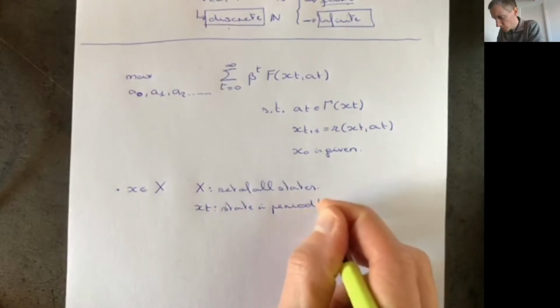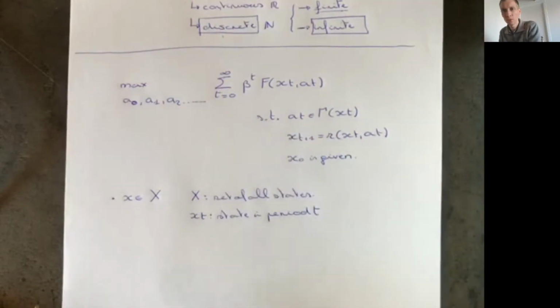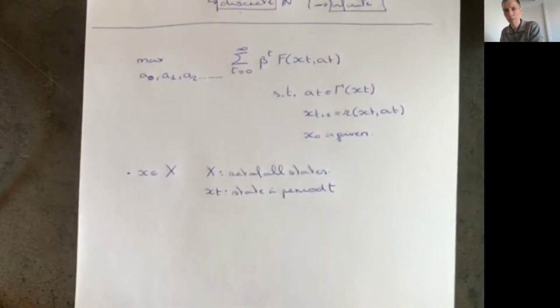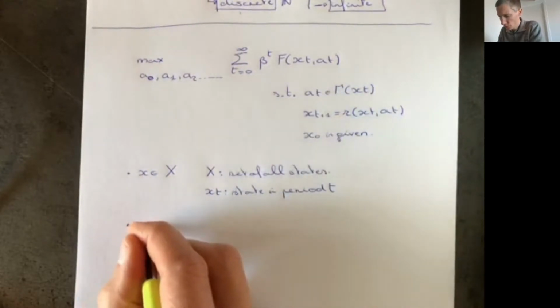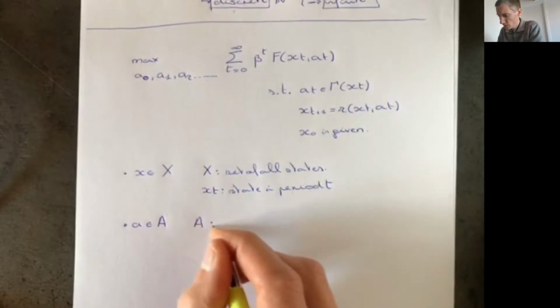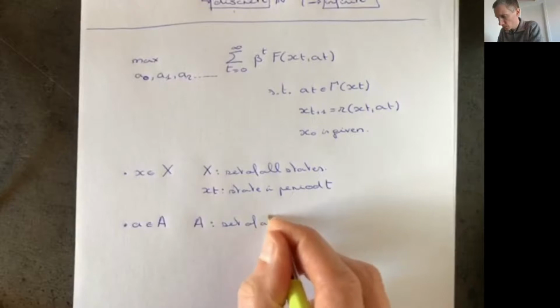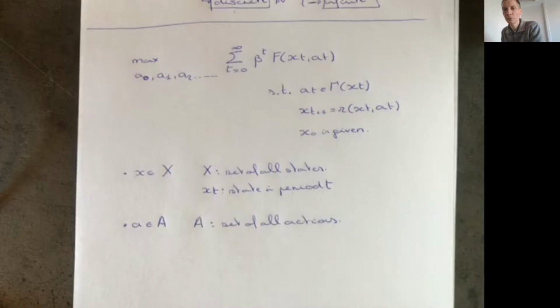Okay, then xt is the state in period t, right? So time is discrete, you have t equal to 1, t equal to 2, t equal to 3. So x1 is a state in period 1, x2 is a state in period 2, and so on. Okay. So we have states, and then we have also a's. You assume that all the a's are elements from some set A, and A is the set of all actions. Okay, so an action is something that the decision maker, the person who wants to solve this problem, is going to be able to take.